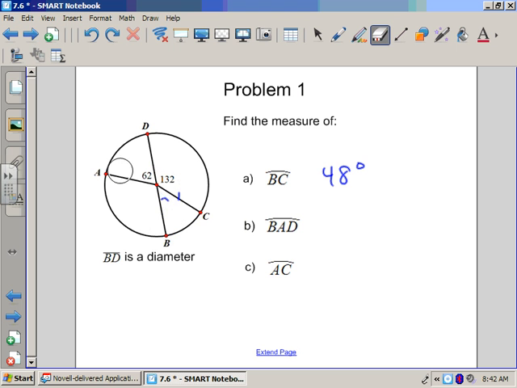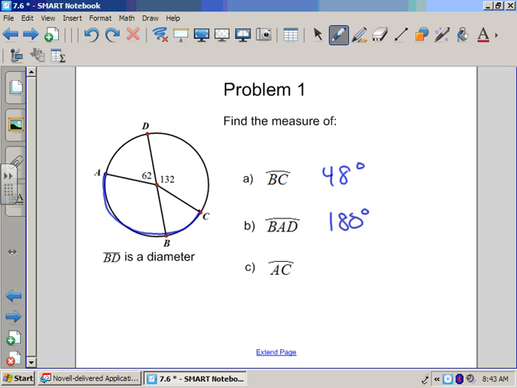What about the measure of arc BAD? BAD must be a semicircle. The measure of arc BAD is 180 degrees. And finally, what about arc AC? I start at A, I end at C. I don't go through D because that would be more than 180 degrees, so I must go this way.